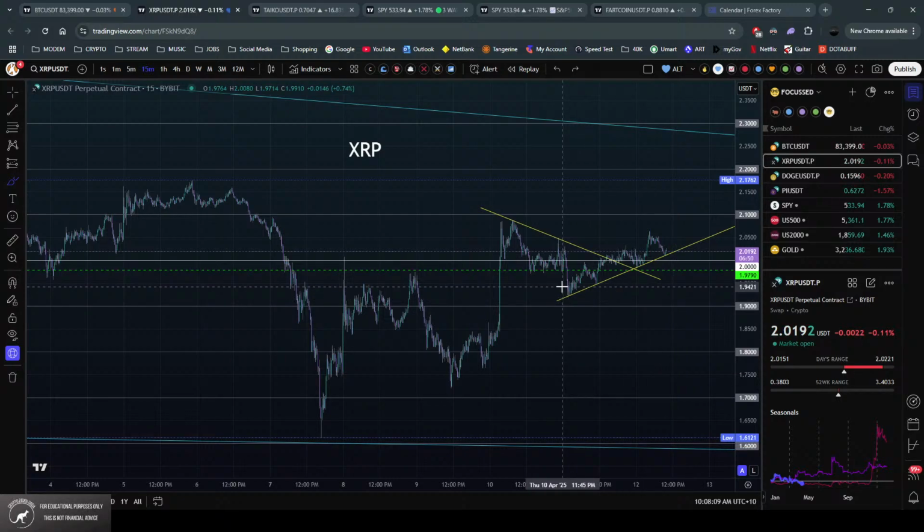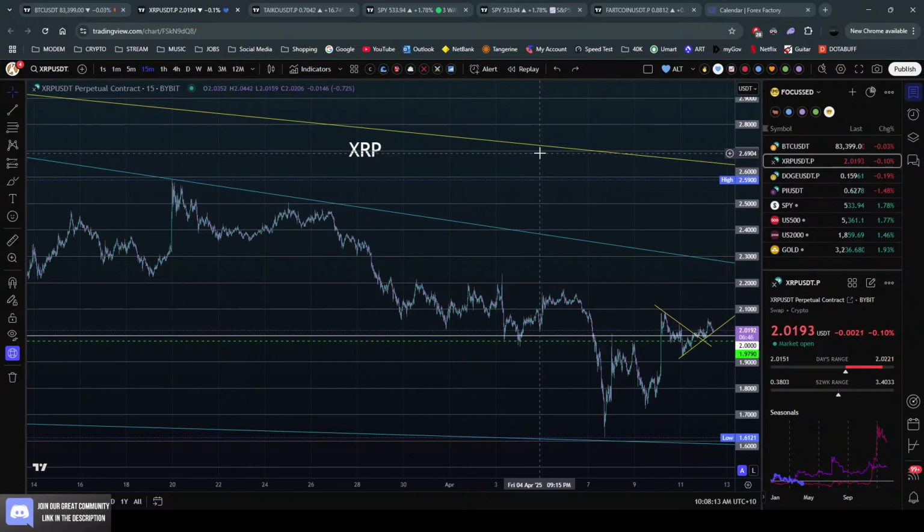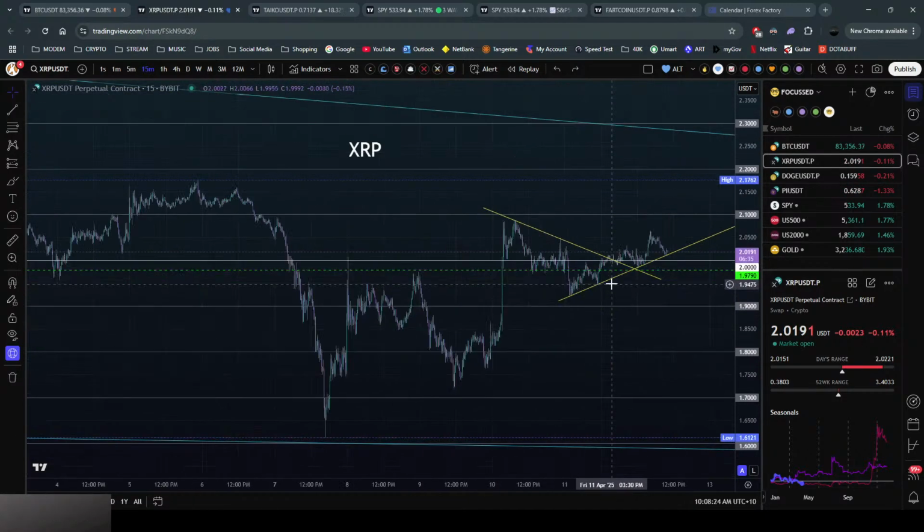No one really knows what's coming. It's been a very curveball kind of year so far. There's been bullish news, there's been bearish news, like it's gone all over the place.